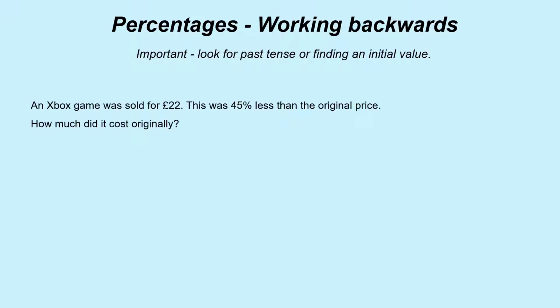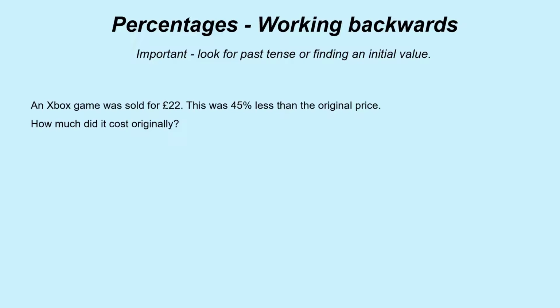So we'll start off with this one. An example. An Xbox game was sold for £22. This was 45% less than the original price. How much did it cost originally? A key mistake we see quite a lot is someone finding 45% of the £22 and then just adding that back on. If it's dropped by 45%, then if you add it back on, it should take you to the original price. But the key mistake there is that the 45% drop was not from the £22, it was a 45% drop from the original price, which we don't know.